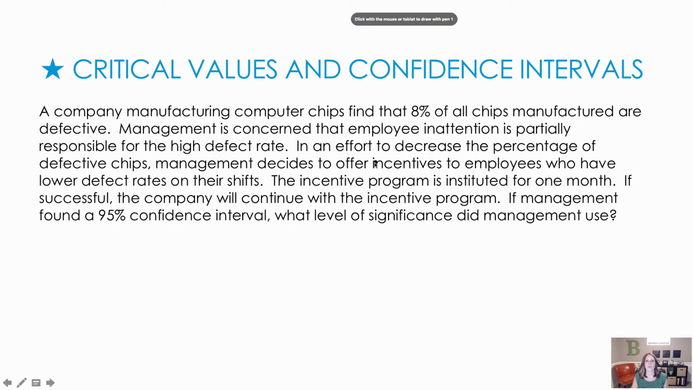The first thing I would look at here is what my null and alternative hypotheses would be, because I don't know if it's one-tailed or two-tailed until I know what the alternative hypothesis is. Hopefully you noticed after reading this that this is not a means question. This is a proportion question like last week, which means my null hypothesis would be that p is equal to 0.08 because that's what I'm expecting: 8% of all chips are defective. They're trying to do some things to decrease the percentage of defective chips, which means my alternative hypothesis would be that p is less than 0.08, which means this is a one-tailed test.